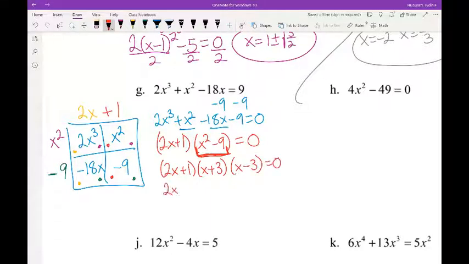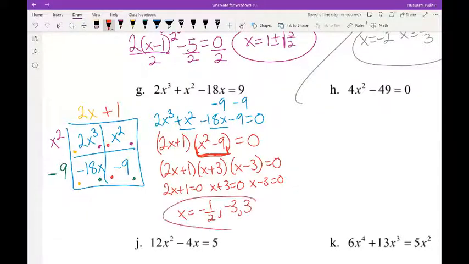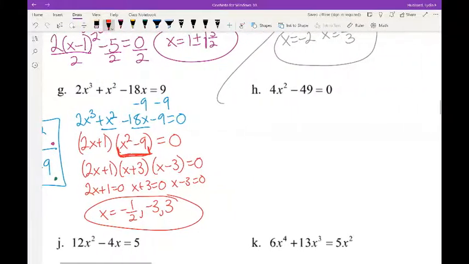And then I can set each of these factors equal to 0 now that I got them all nice and factored pretty, and solve. So I get that x equals a negative 1/2, a negative 3, and a positive 3. I'm not going to show you that solving step, but that's how you would go about doing it. Okay. Moving on to H.